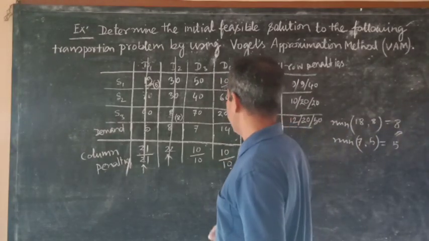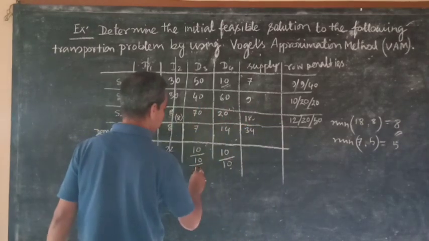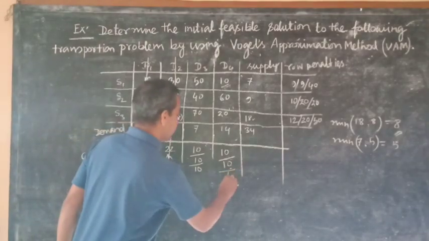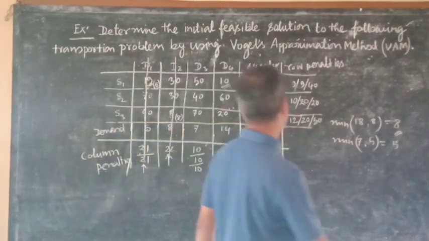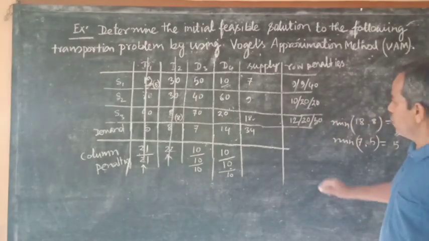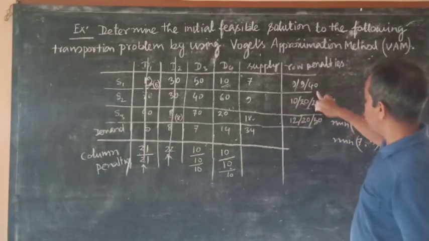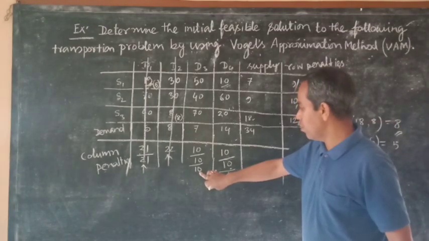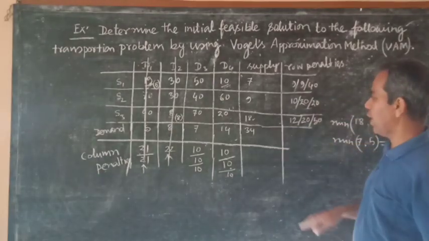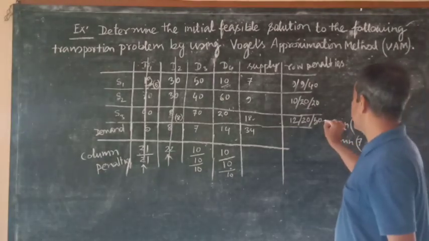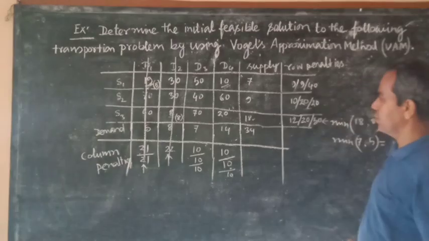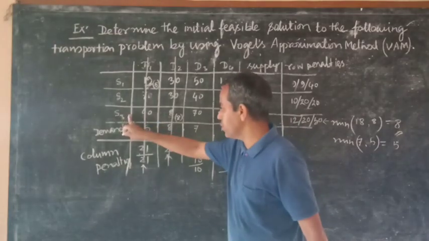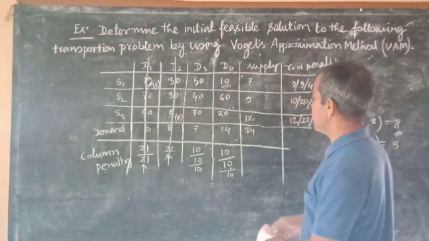D3 penalty is 10 and D4 penalty is 10. Okay. Now all these penalties are 40, 20, 50, 10, 10. Of all these penalties, the highest penalty is 50, which is associated with the row S3. So you consider this row.